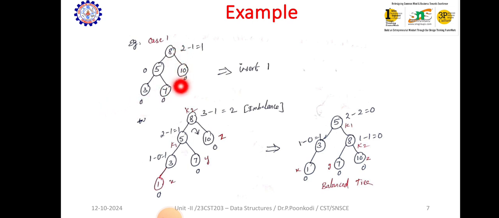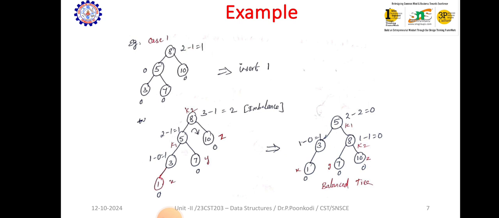In the first case, case 1, I am going to insert 1. Before inserting, first we have to calculate the balance factor. The leaf node is usually 0. When you come to 5, height of left subtree minus height of right subtree, 1 minus 1, is 0. And when you come to the root node, on this side there are 2 levels and on this side only 1 level, so 2 minus 1 is 1.